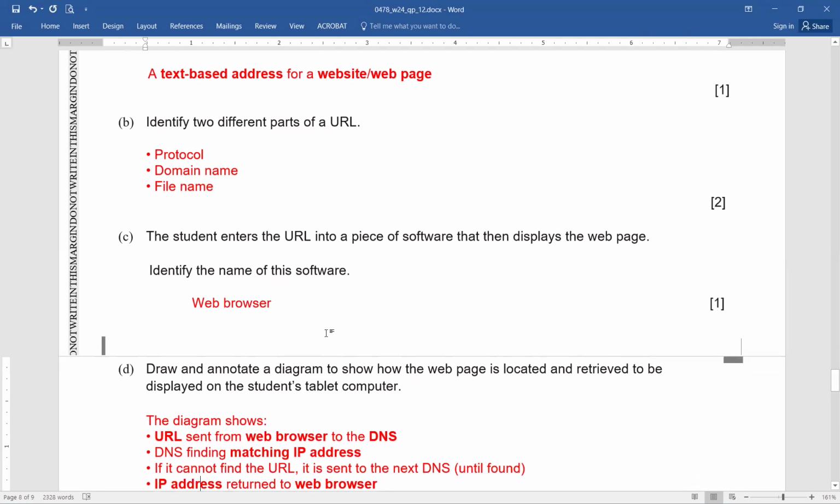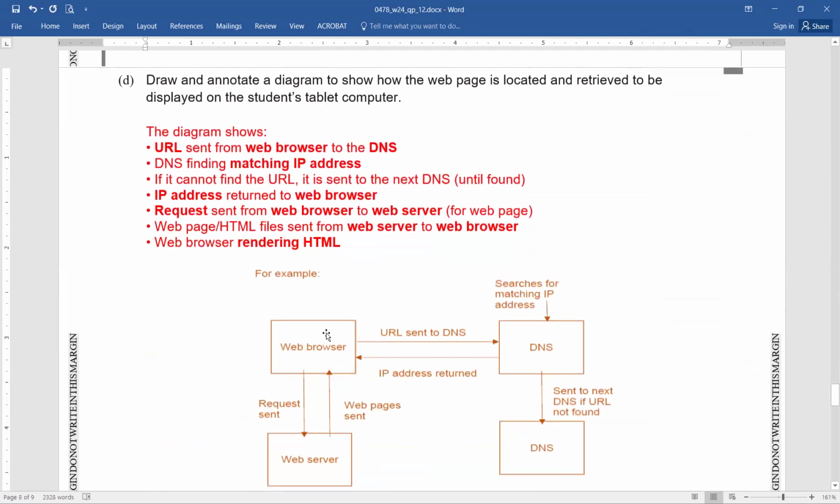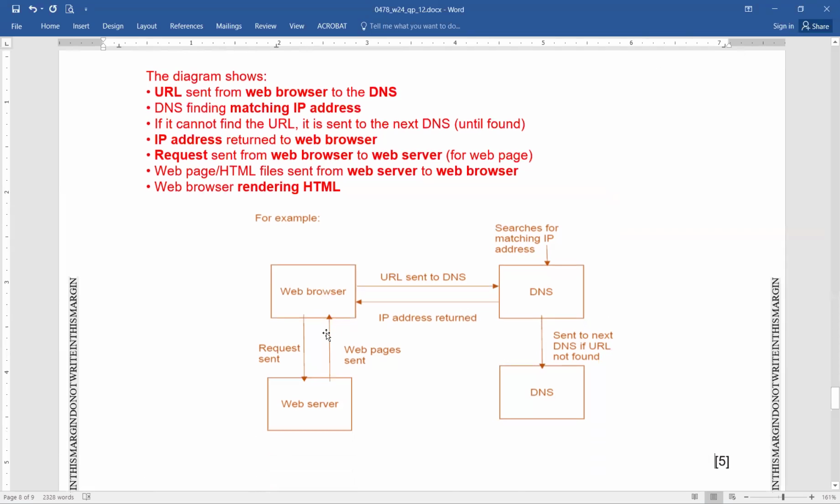The URL sent from the web browser to the DNS, and then the DNS is going to find the matching IP address. If it cannot find the URL, it is sent to the next DNS, and the search will continue until the DNS is able to locate the equivalent IP address, and the IP address is returned to the web browser. And definitely once this is done, only then will a two-way communication between the computer and the web server begin. And this is what they expect the student to do.